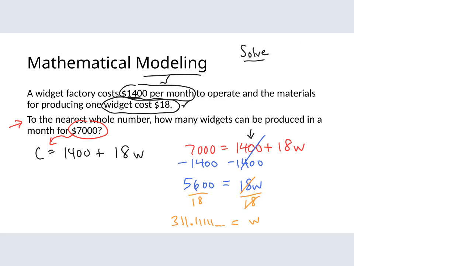Now we need to have an answer here that makes sense, right? We always want to look back. Polling is 4 steps. We want to look back. How many widgets can be produced? Well, I can't produce 0.11 of a widget, even though a widget's just kind of a made-up thing. It does say right here, though, to the nearest whole number. So I'm going to round to the nearest whole number. And when we round to the nearest whole number, that's going to be the ones place. So I look one space to the right. That's 4 or lower, so we'll round this down. And the number of widgets that could be produced in a month is 311.